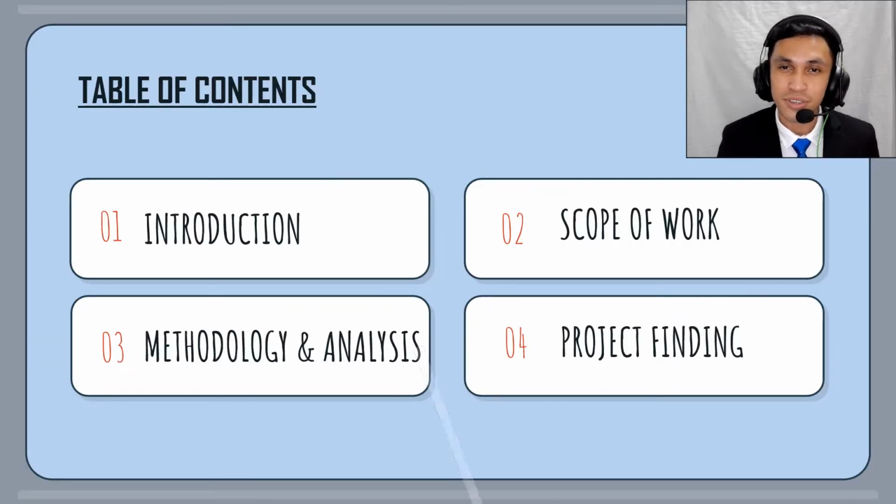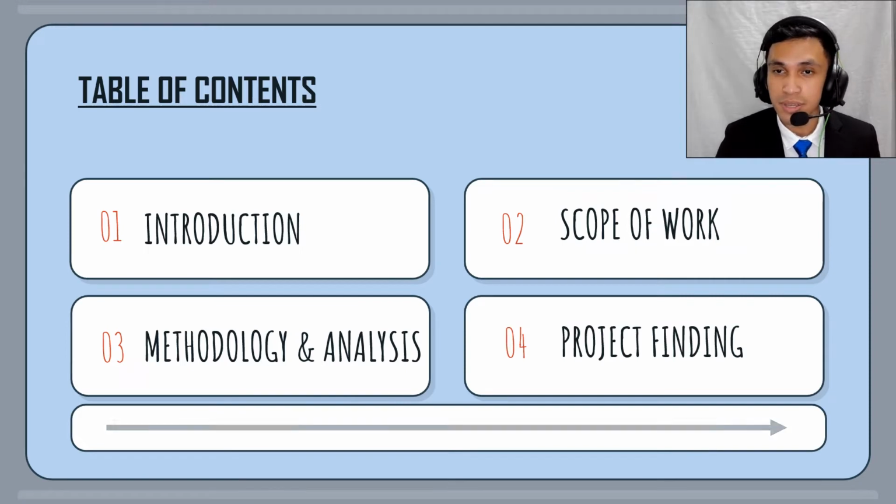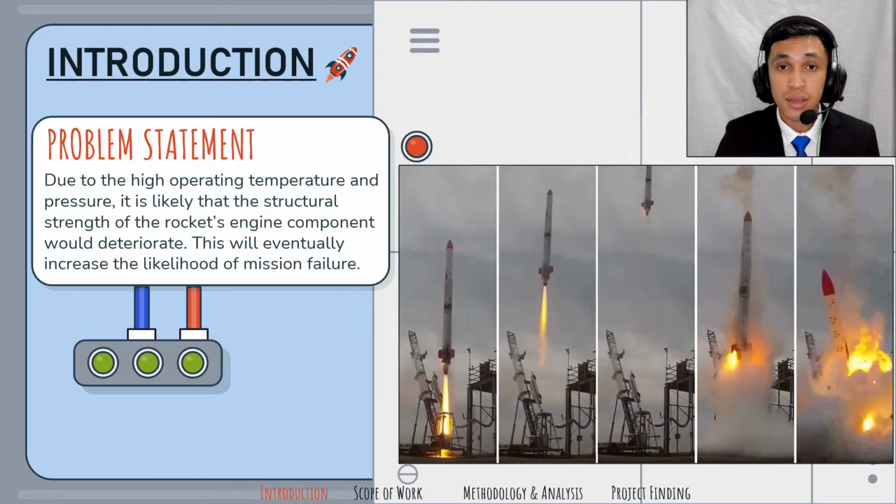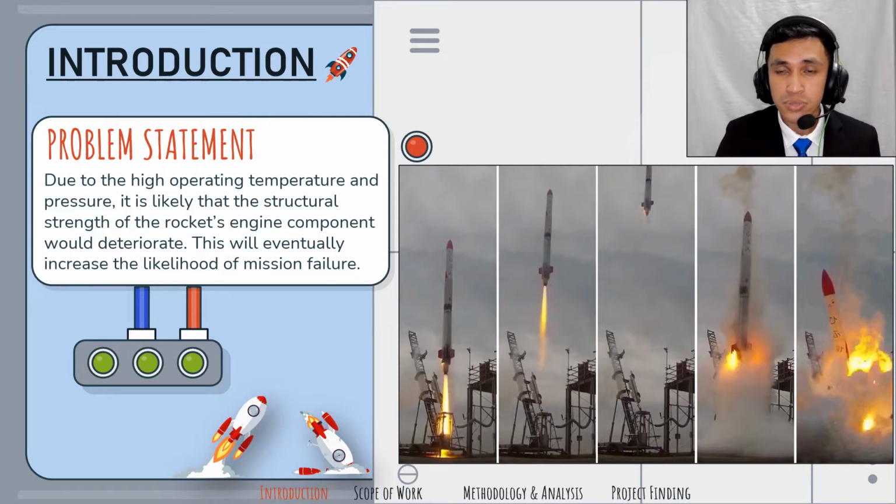Here are the list of the contents which later I will explain each of them in my presentation. First and foremost, let's clear up the problem statement. Due to high operating temperature and pressure, it is likely that the structural strength of the rocket's engine component would deteriorate. This will eventually increase the likelihood of mission failure. Here is an example of failure on launching rocket. As we can observe, the rocket exploded and burned down at its casing. The failure was caused by the high temperature which affected the structural integrity of the rocket components.